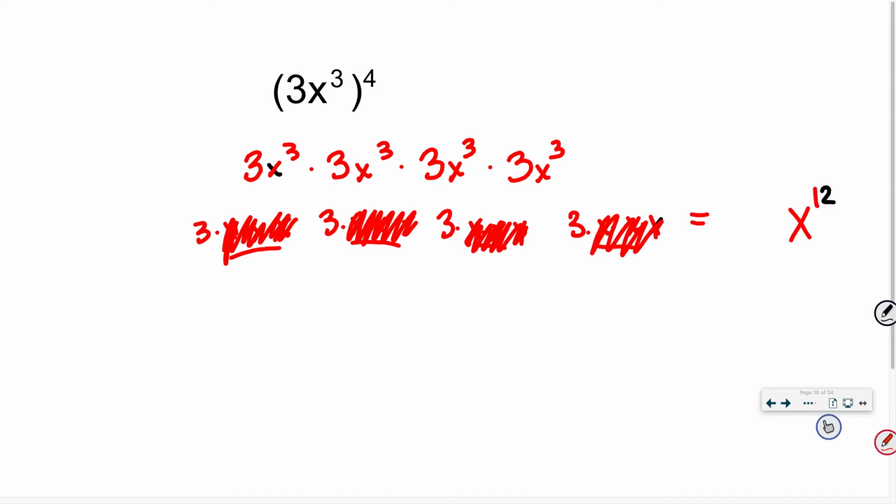What's left? I see the number 3 four times. So what operation is this? Multiplying. So what am I multiplying? 3 times 3. Okay, so 3 times 3 times 3 times 3. So what is that number? What's 3 times 3? 9. What's 9 times 3? 27. What's 27 times 3? 81.